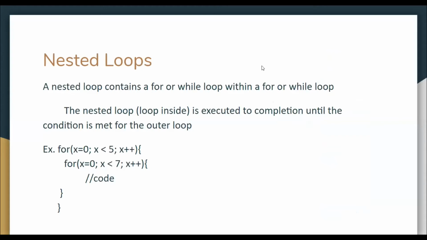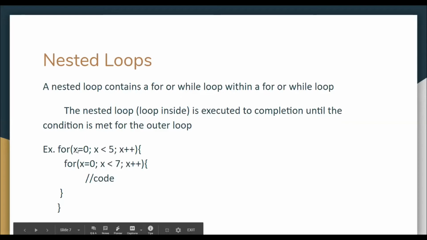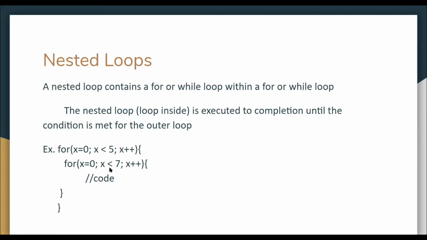A nested loop contains a for or a while loop within another for or a while loop. So basically, a nested loop allows us to use a for or a while loop within another one. I'm just including this to show that you can combine them. What it does is the looping side is run all the way through each time the outer loop is incremented by 1. So in this scenario, it would run 0 to 7, 0 to 6, increment by 1, run 0 to 6 again, and then keep on doing that.